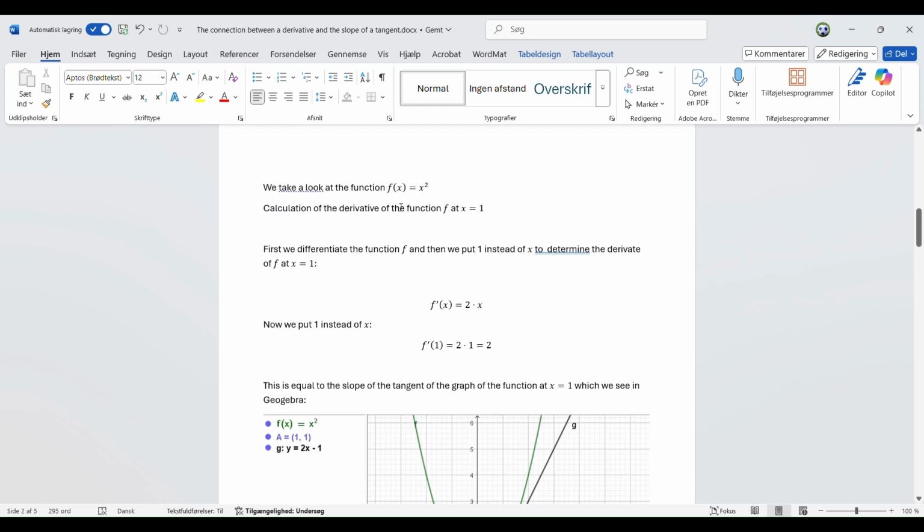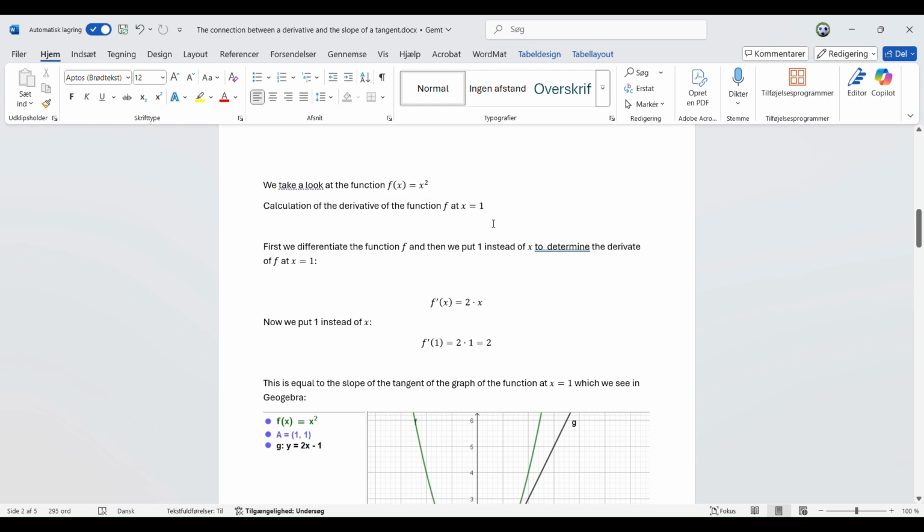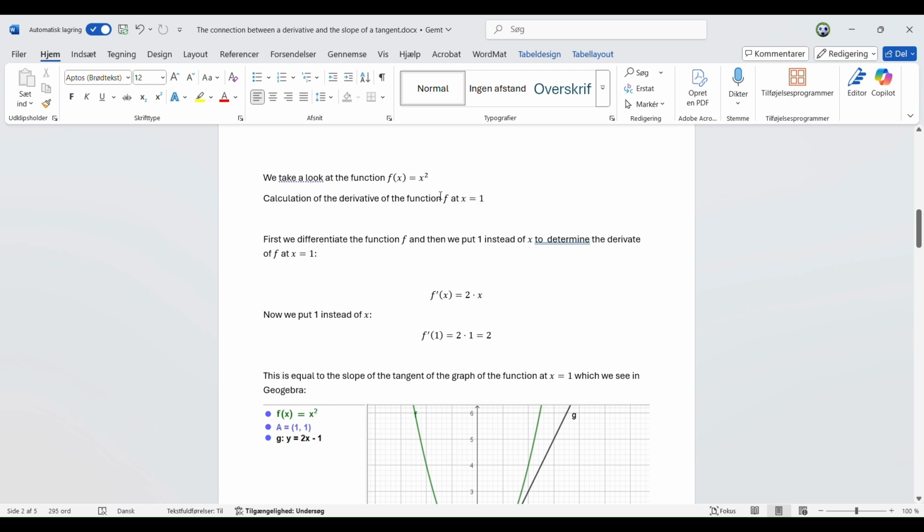We first look at our function f of x equals x squared, and we want to find out what this evaluates to when we find the first order derivative and put x equal 1 inside our expression. First off, we look at our overview to see what first order derivative x squared has. The first order derivative is 2 times x. So f prime of x equals 2 times x. That's from our overview, which is found in normal math textbooks.